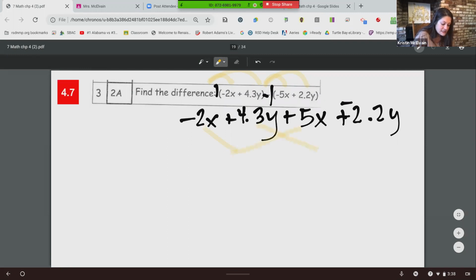My X's and my Y's. Okay, so negative 2x and positive 5x gives us 3x plus 4.3 and 2.2. That's going to give us 2, and the 4 is bigger, so it's going to be a positive, 2.1y.